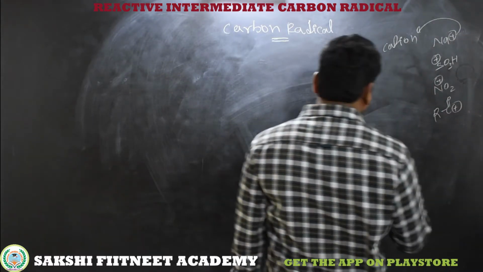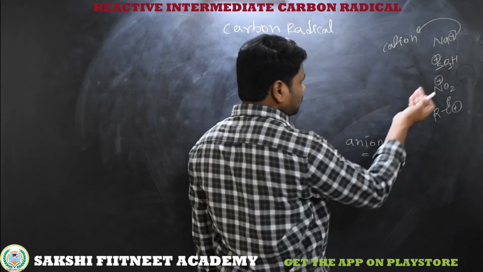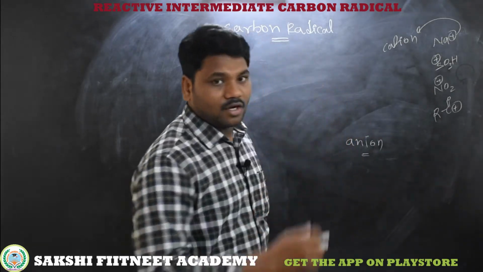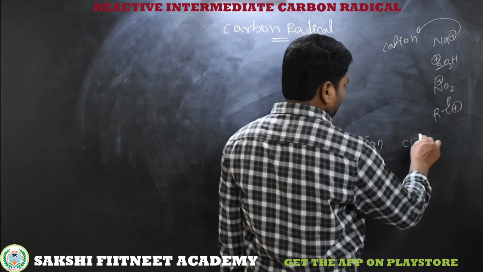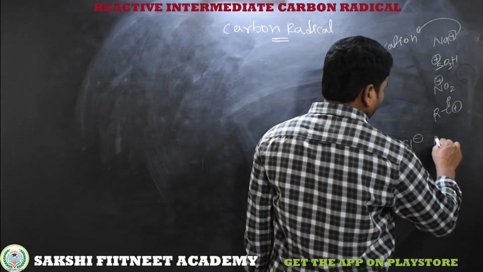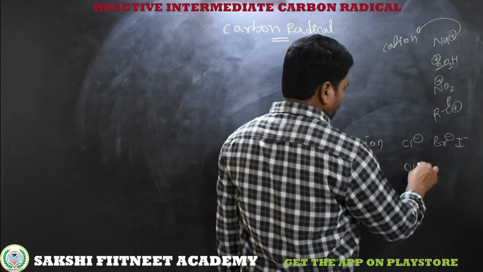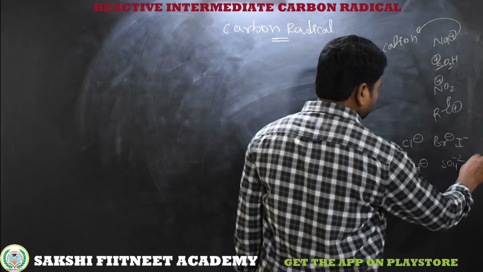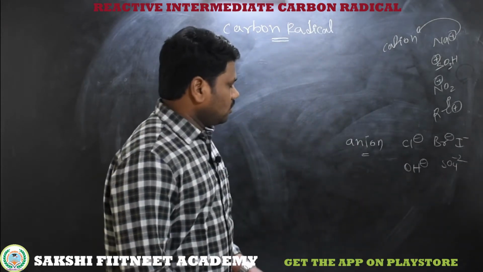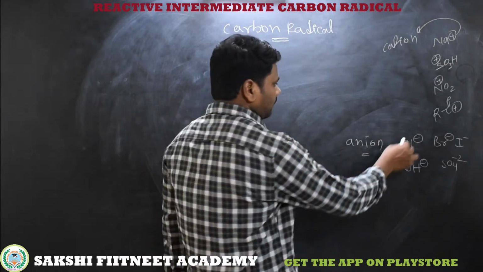So what about an anion? Opposite to the cation, an element or group of elements which has a negative charge. For example Cl-, Br-, I-, OH-, and a polyatomic ion, that is SO4 2-. So an element or group of elements which has a negative charge is called an anion.